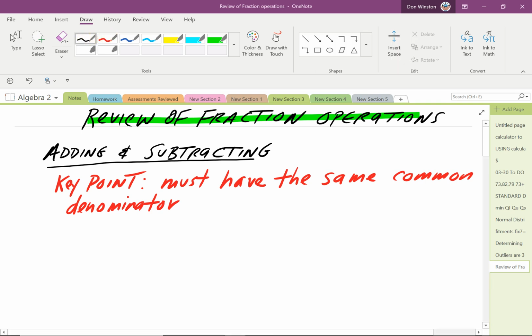So here, let's just review. In adding and subtracting fractions, you have to have the same common denominator. Okay, the denominator must be the same. So let me give an example here.